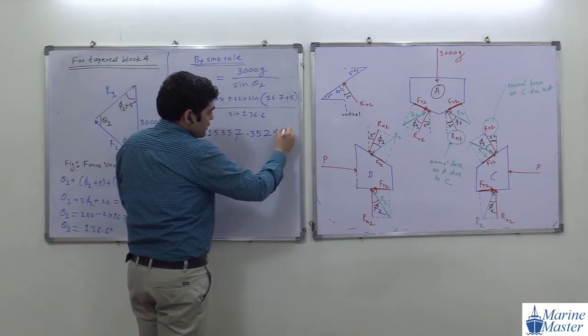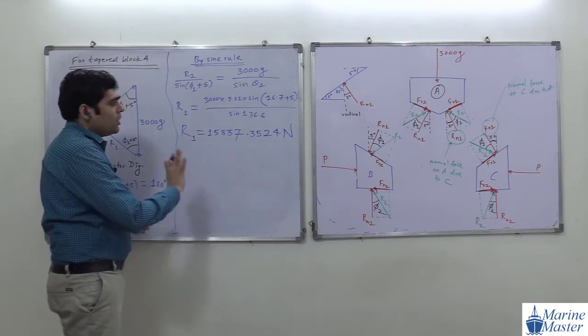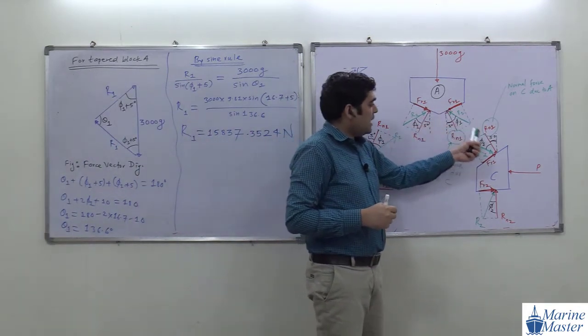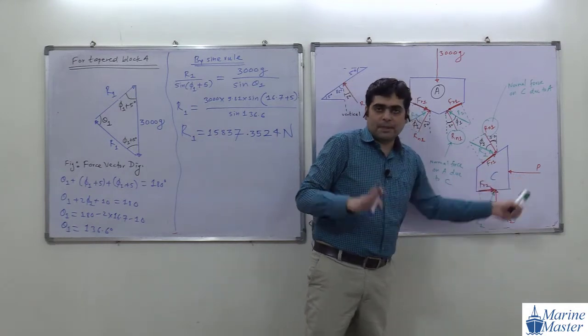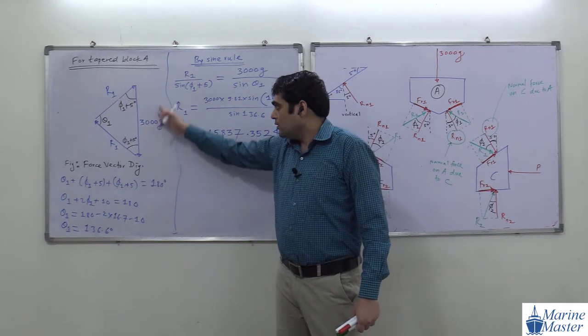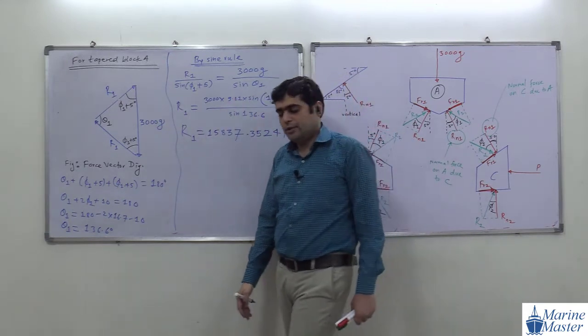1537.524 Newton. Okay, so we got R1, and from R1 we are going to find out P. Please, everyone, write down all these things properly, one by one, carefully.